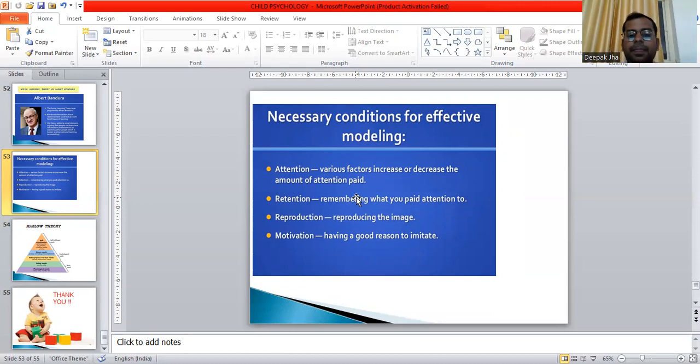Number two, retention. Remembering what the attention was paid for. If the child remembers or keeps it in his memory or stores it, then and only then he will be able to take up that behavior. Third is reproduction. It is reproducing the image. Only paying attention and remembering is not sufficient. The child should also do that activity or try to do the activity, which will increase the knowledge about it. So there should be reproduction.